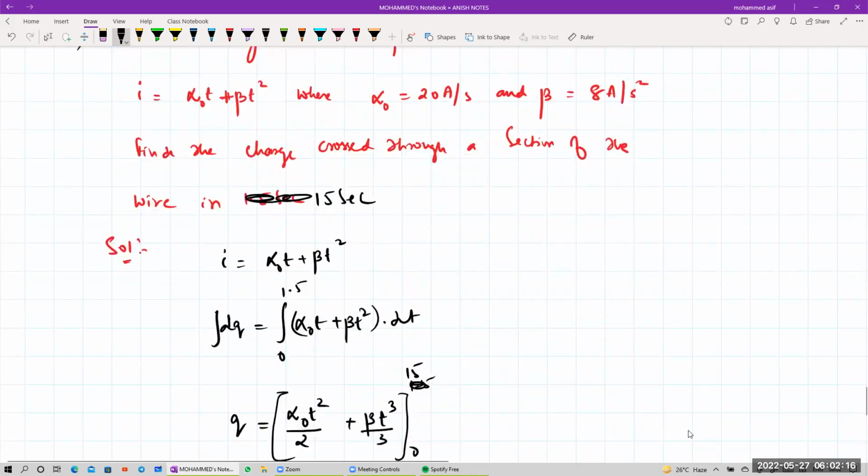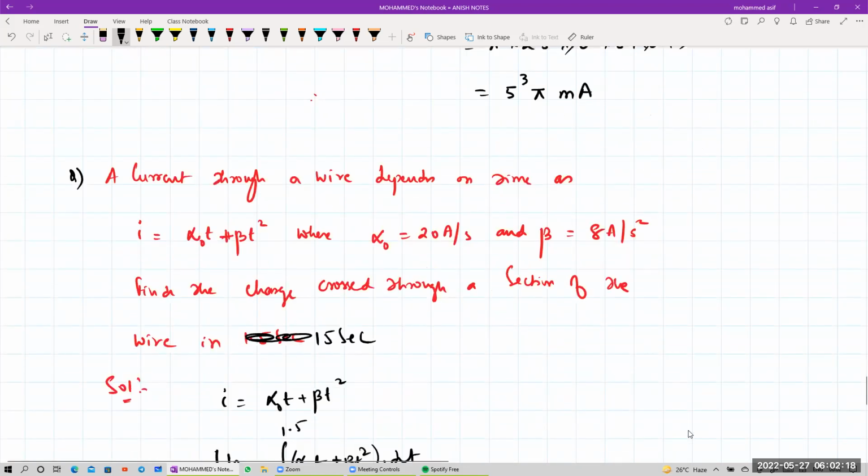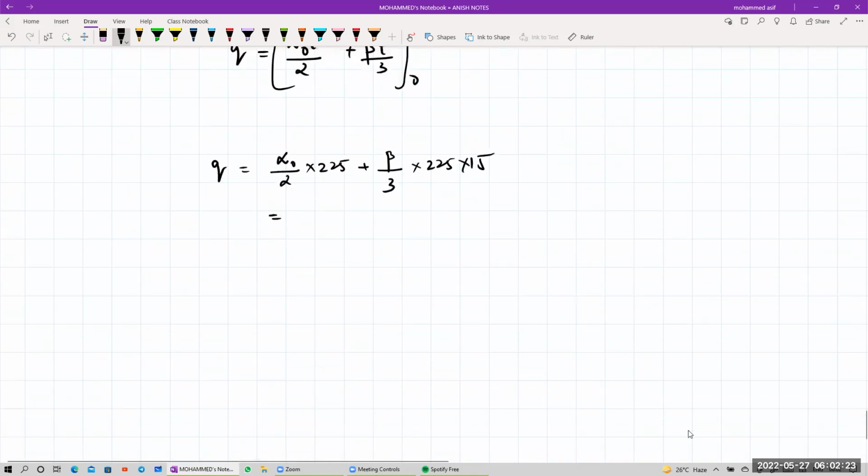Alpha naught value is given in the problem. Alpha naught value is 20, beta value is 8. Just substitute that. The lower limit is 0, so nothing is subtracted. This will be 20 divided by 2 into 225, plus beta value 8 divided by 3 into 225 into 15. So what does this become right now? 2 1s are 2, 2 10s are 20. 3 1s are 3, 3 5s are 15.